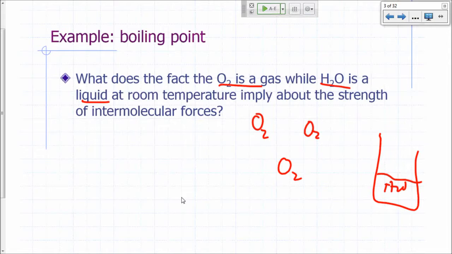It's going to be way below room temperature, right? If it's already a gas at room temperature, if you imagine it was a liquid at some low temperature, it would boil at a very low temperature before you even reach room temperature. It's already a gas at room temperature.